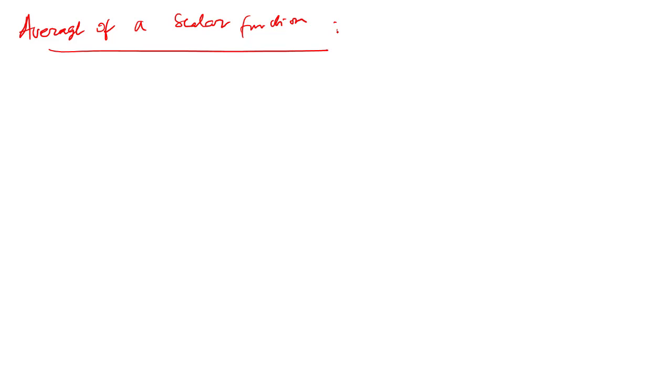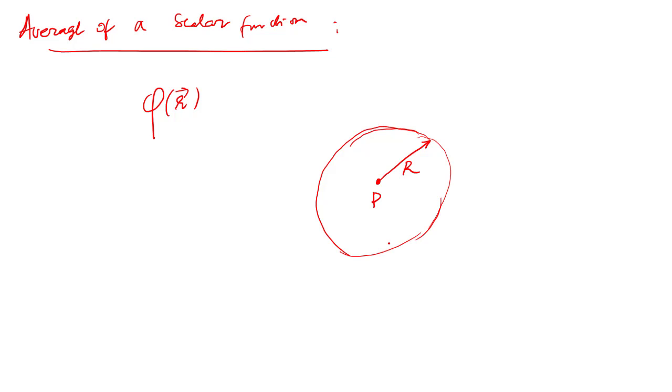So the average of a scalar function. We have a scalar function phi of r, right? And we would like to find the average of this over a sphere. So that means I'm situating myself at some point P, and I am extending to a radius r, and then I'm drawing a sphere around this P. And I would like to find out what is the average of this phi over the surface of this volume, over this sphere.